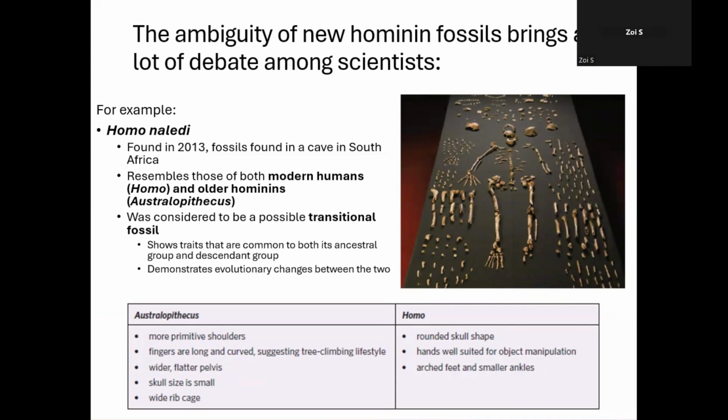So what's the feature that transitional fossils need to have to be considered a transitional fossil? Essentially, they need to show traits that are common between their ancestral group and also the descendant group. That's why they're considered transitional, because they form that link between the ancestral and the descendant, showing the transition happening. That's why they are considered transitional fossils, right?